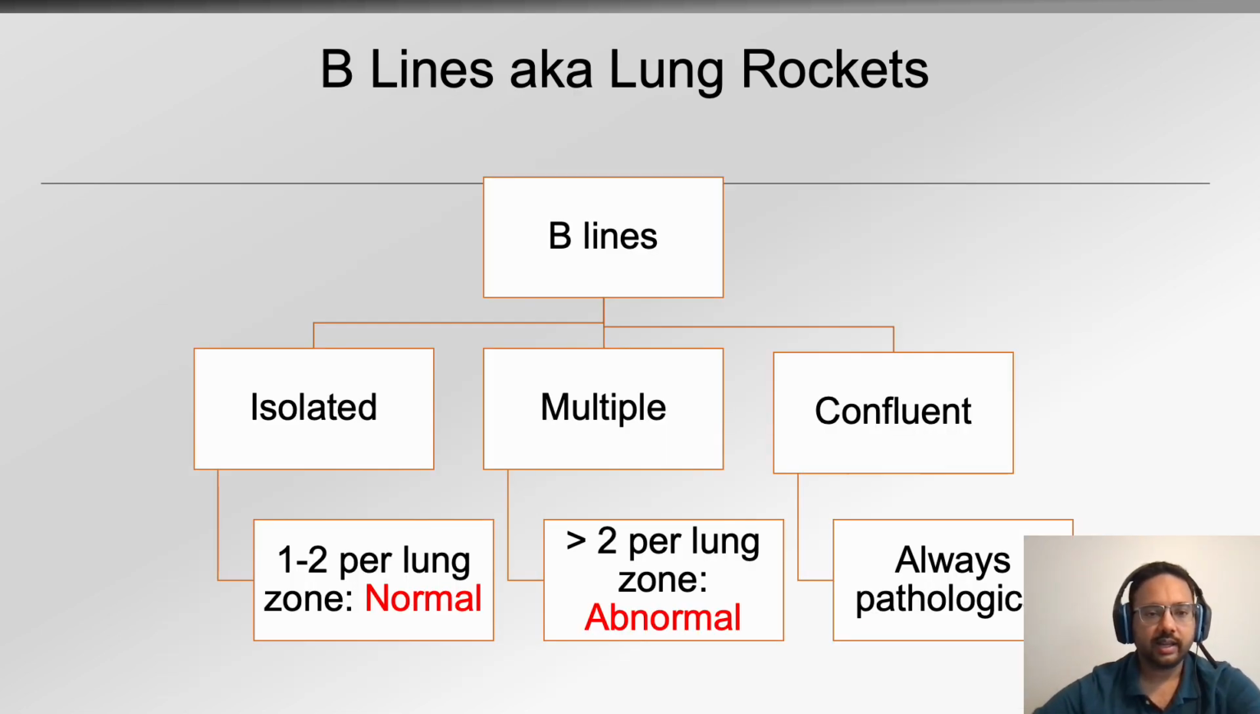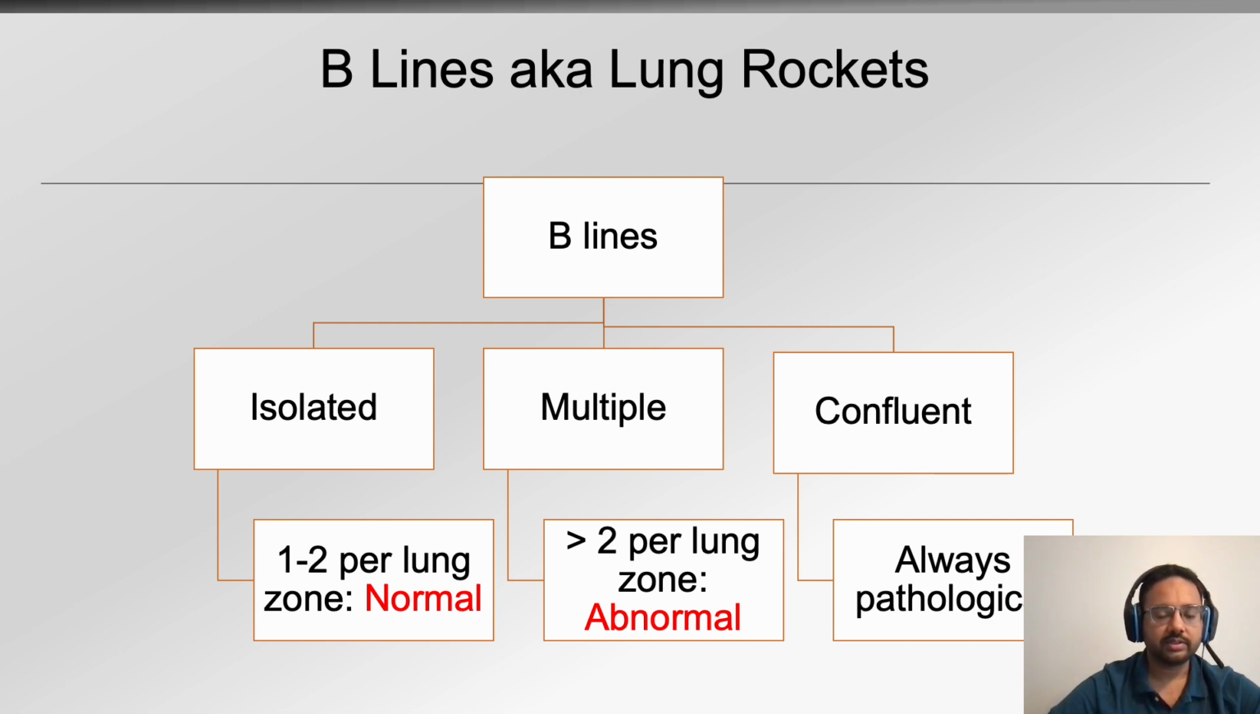The way that I think about the B lines is that B lines can be isolated. That means you're seeing either one or two B lines per area of the lung that you're scanning. This can be normal and physiological, and if I don't see more B lines in other areas, I'm not that worried that this is something abnormal.